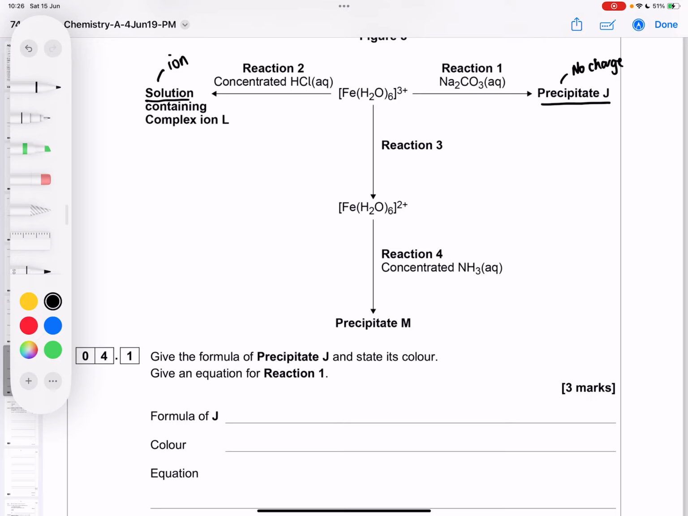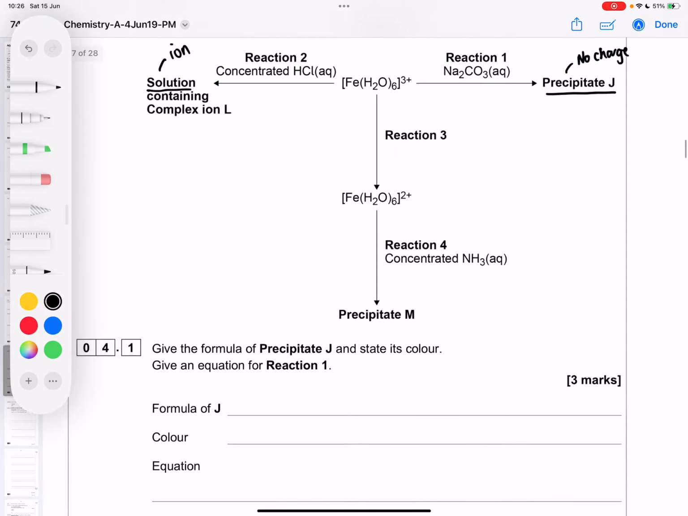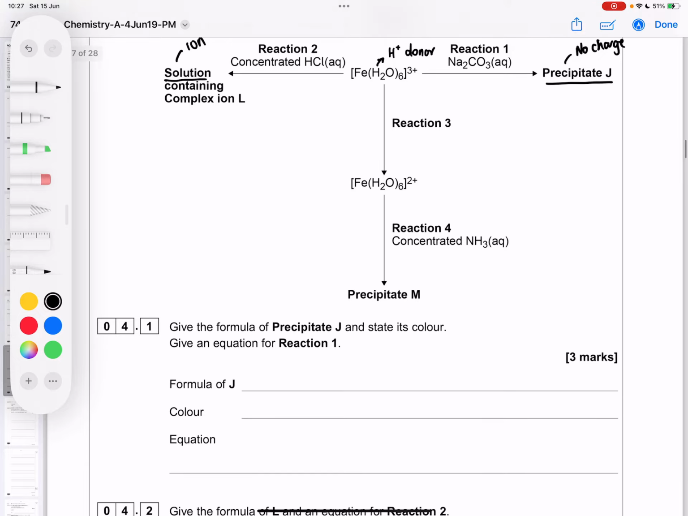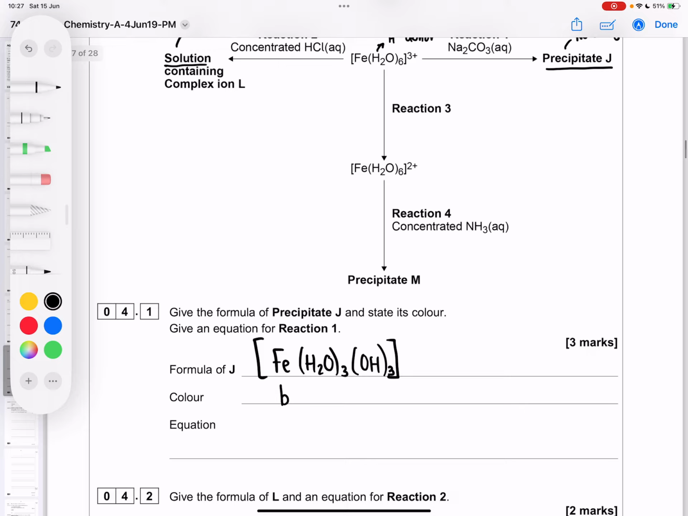So iron 3 is more acidic than iron 2, and so can act as an acid and react with the carbonate as an acid. What that means is it's going to donate away these H's. It's going to be an H plus donor until it becomes neutral. So it's 3 plus, so 3 of the waters will remain, but 3 of them are each going to give away a hydrogen ion, a proton. And so there would be 3 of those. And because that is then neutral, that's our precipitate. And because it's iron 3, it's brown.